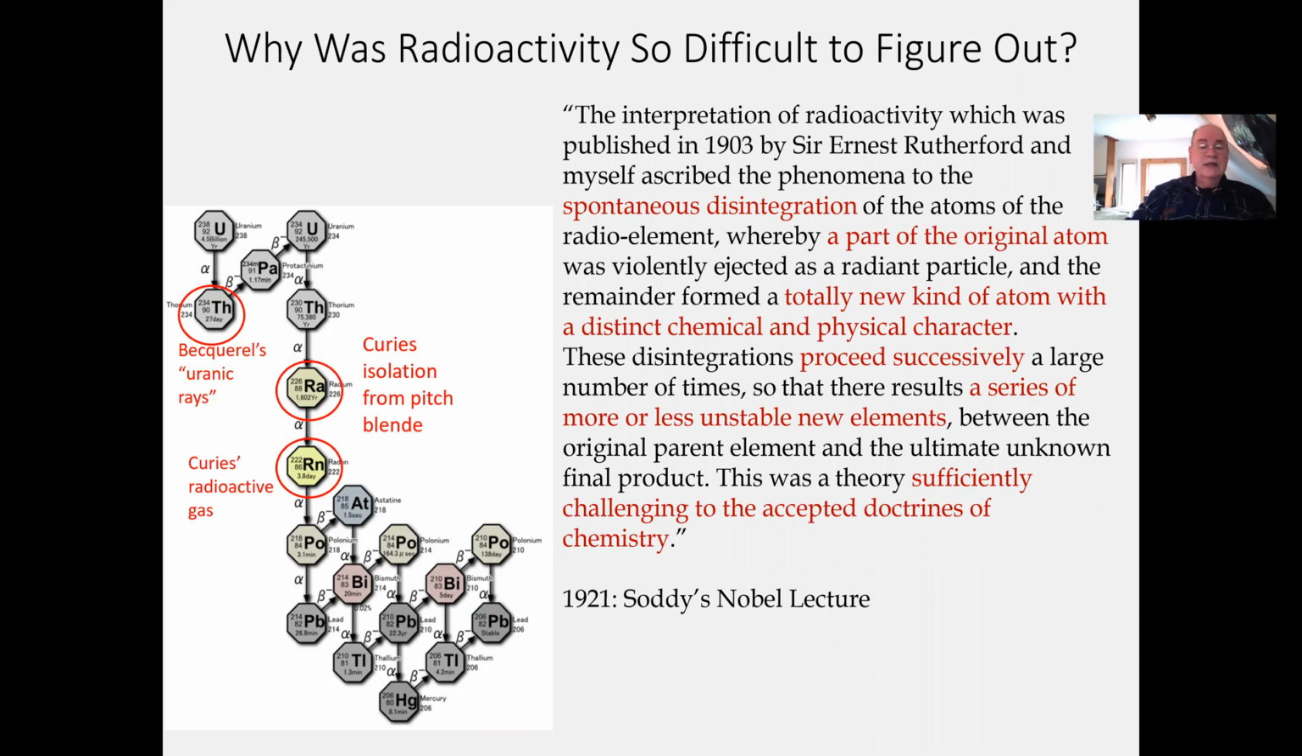between the original parent element and the ultimate unknown final product. There was a theory sufficiently challenging to the accepted doctrines of chemistry, a classic British understatement. The theory was sufficiently challenging to the accepted doctrines of chemistry. This was a complete sea change of what chemistry was since the days of Dalton and Lavoisier, that a chemical element left all by itself could simply change into another one.